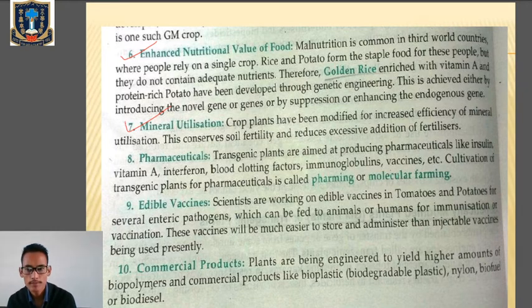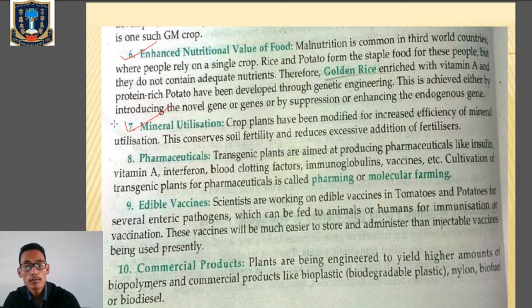Next one is mineral utilization, where crop plants have been modified for increased efficiency of mineral utilization. This conserves soil fertility and reduces excessive addition of fertilizers, because once we use agrochemicals, they decrease soil fertility, and in return they affect human health. But by developing genetically modified crops, there will be increased efficiency of mineral utilization by the soil, and soil fertility will be conserved. So there will be no loss of soil fertility with genetically modified crops.